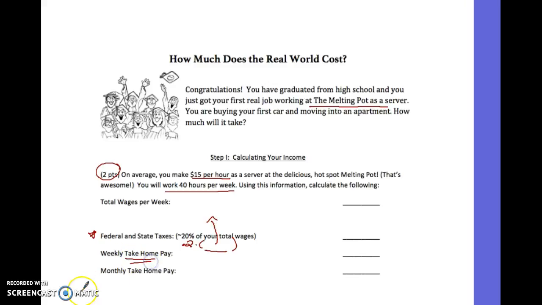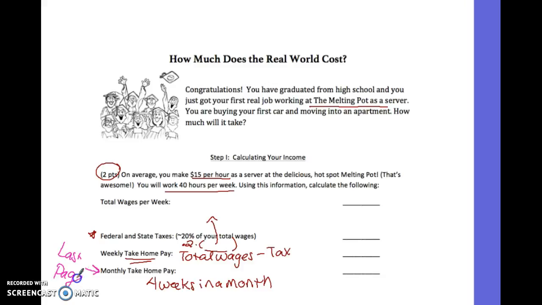The money that you take home is your total wages minus what you pay in tax. Then figure out your monthly take-home pay. There are 4 weeks in a month. Okay, so now you've figured out what your monthly take-home pay is. You are going to be using this number on the last page, so make sure that you keep that in mind.